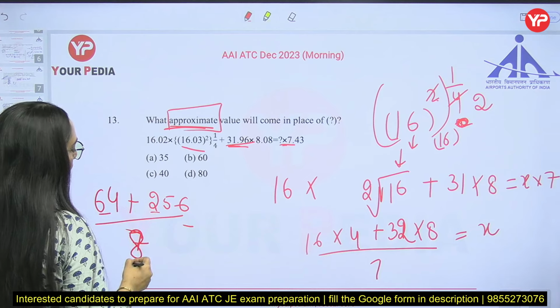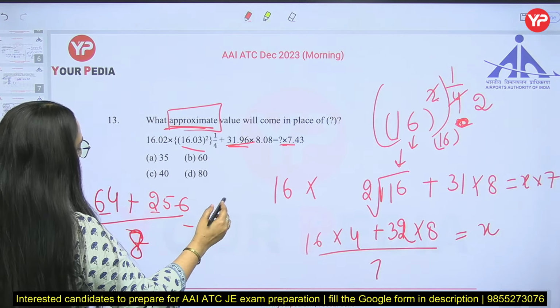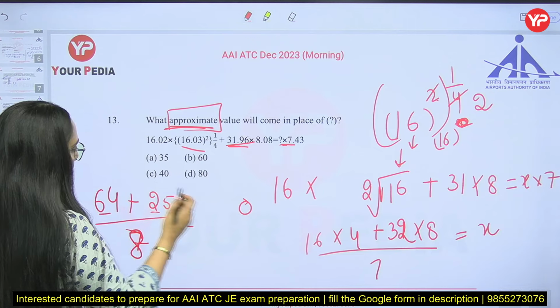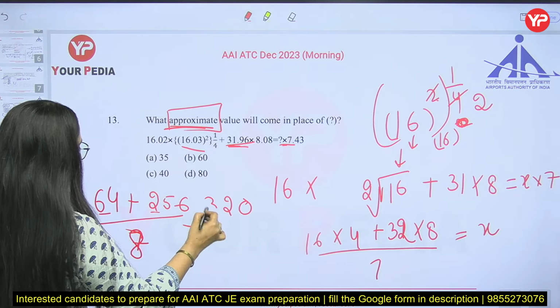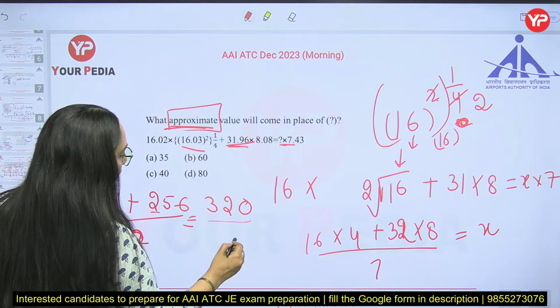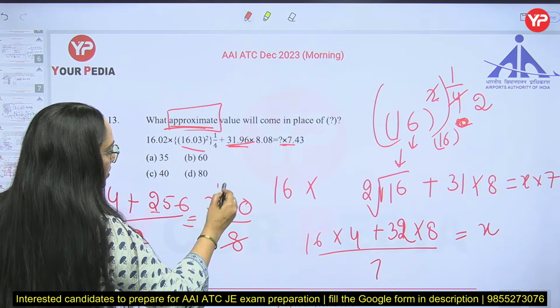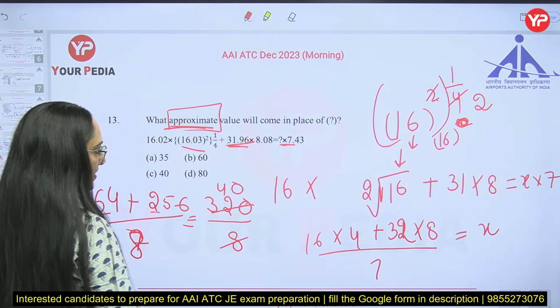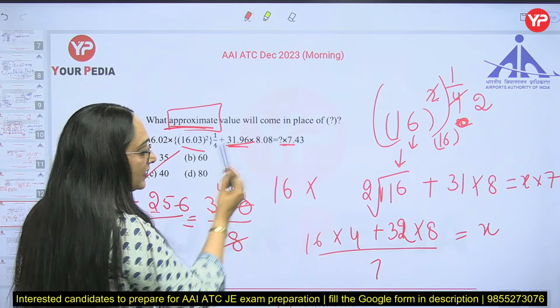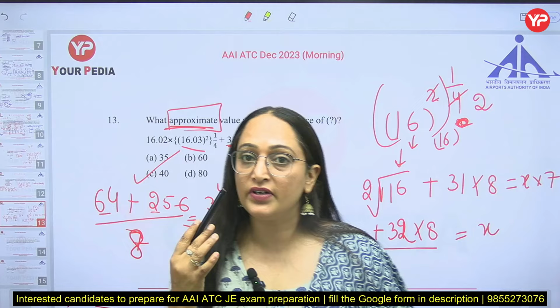So 64 plus 256 is equal to 320, I think. So when we cut 320 with 8, 8 4s are 32 and 1 0 is there. So the answer of this one is 40. So when we consider, how can we consider 7?